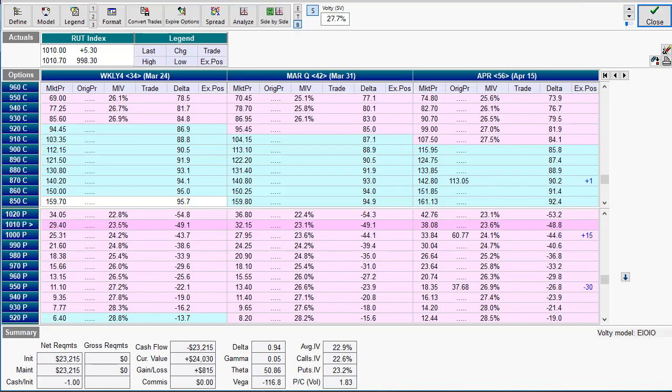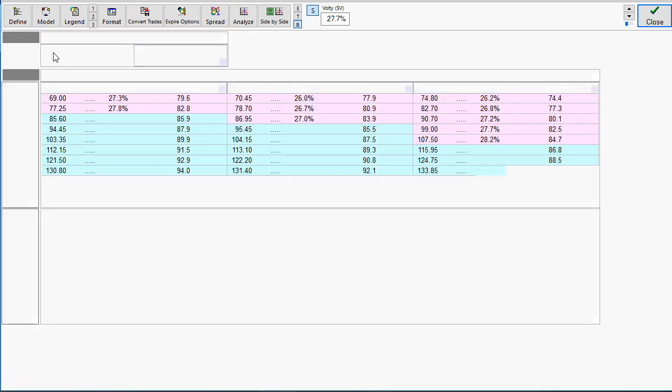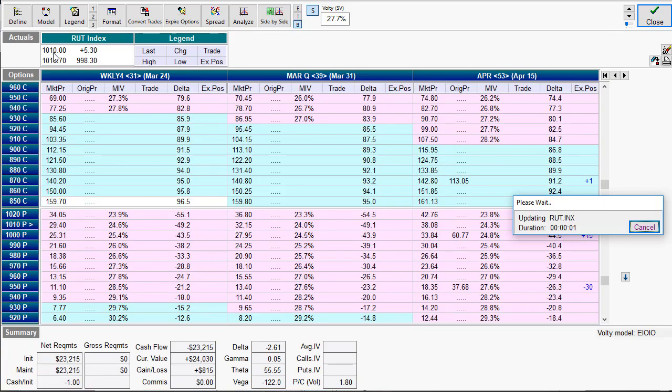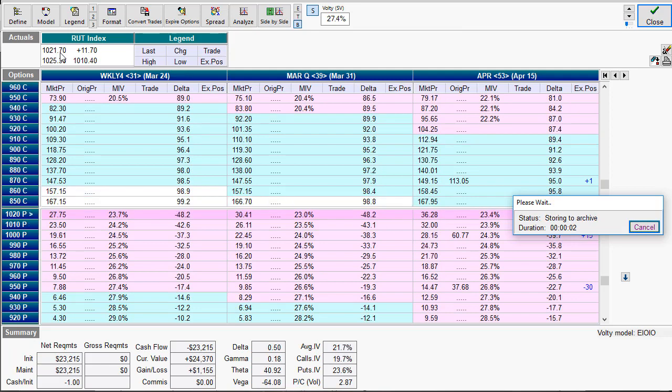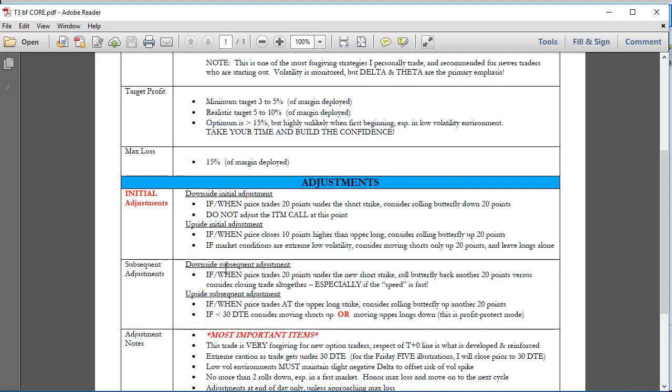So we'll just do nothing, and we'll say if Monday we move up and we close decisively higher than 10 points above that upper long, well, then we'll do something. And where are we at? We are from 1010 to 1021. So that is decisively higher. And you'll see we built more profits into the trade. So what do we do? Initial upside adjustments. If price closes 10 points higher, consider rolling the butterfly up 20 points. If you're in low volatility, consider only moving up the shorts.